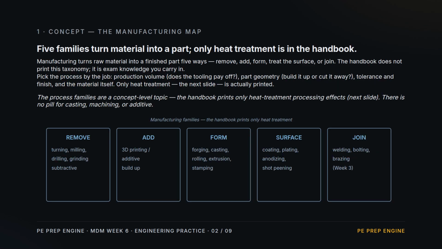Concept 1. The manufacturing map. 5 families. Subtractive removal, like turning and milling. Additive, or 3D printing. Forming, such as forging, casting, and extrusion. Surface treatment, like plating and shot peening. And joining. The handbook doesn't print this taxonomy, so it's a concept-level topic. You pick by the job. Does the volume justify tooling? Do you build the shape up or cut it away? How tight is the tolerance? And what is the material?